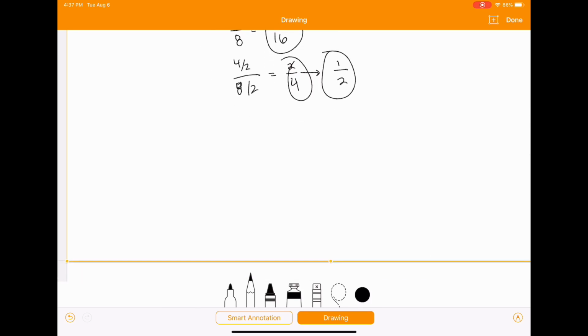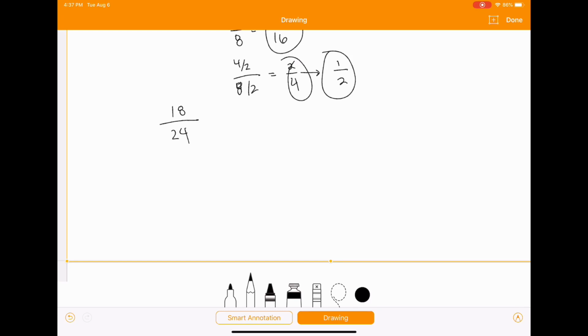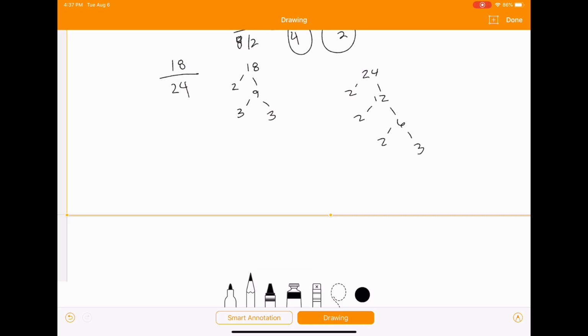A lot of times you'll be asked to simplify fractions. So if we had 18 24ths and you're asked to simplify that fraction, the thing that I like to do is again perform a prime factorization on both of those numbers. So 2, 9, 3, 3, and then 24, 2, 12, 2, 6, 2, 3. And then you just put those on the appropriate side of the fraction.